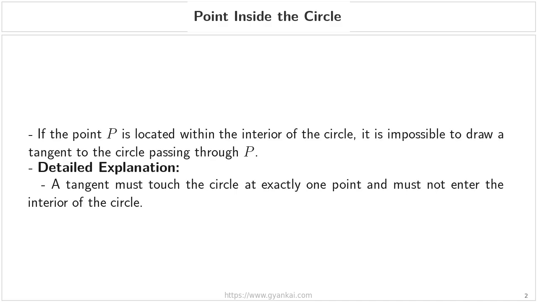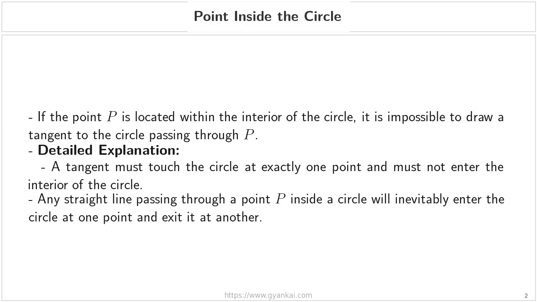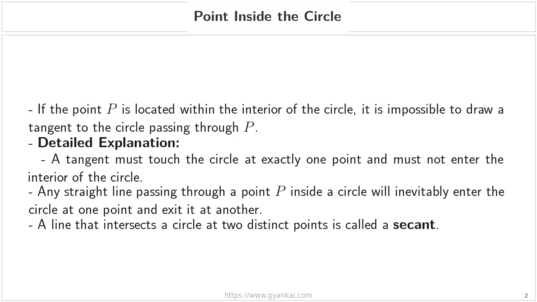To understand why, let's look at the detailed reasoning. Remember our definition from the previous slide. A tangent must touch the circle at exactly one point, and crucially, it must not enter the interior of the circle at all. However, if you try to draw any straight line that passes through point P, since P is already inside the circle, that line will inevitably enter the circle at one point and then exit through another point on the opposite side. When a line intersects a circle at two distinct points like this, we don't call it a tangent. Instead, we call it a secant.